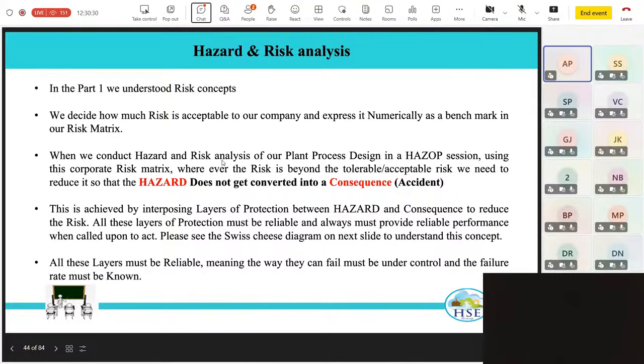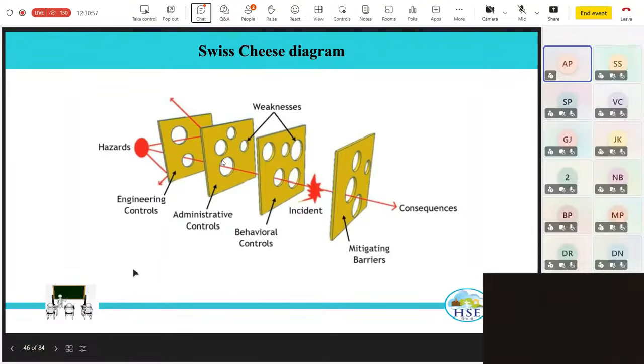This is achieved by introducing layers of protection between hazard and consequence to reduce the risk. Some time ago, we showed graphically how to introduce these various layers of protection. All these layers of protection must be reliable and must always provide reliable performance when called upon to act. Please see the Swiss cheese diagram on the next slide to understand this concept. Next slide. Yeah, this is the Swiss cheese diagram.